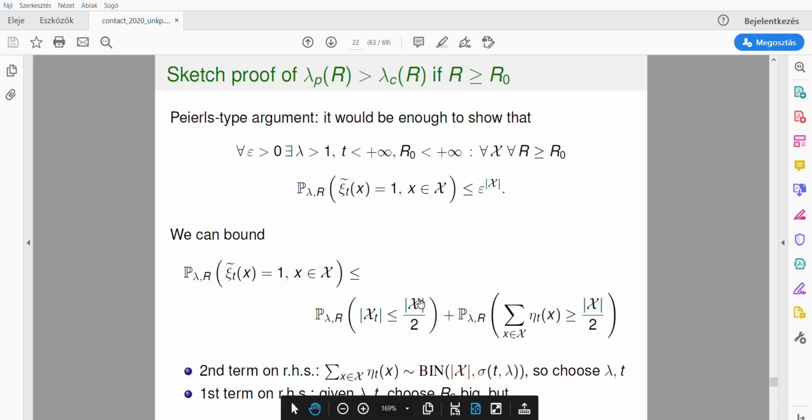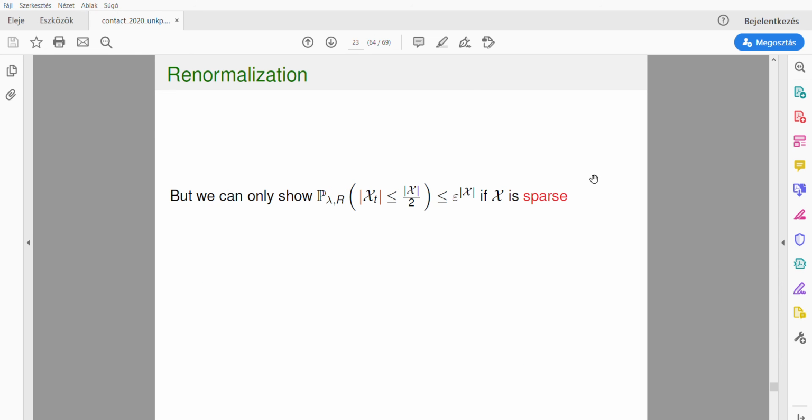I want to see few annihilations. So I want to upper bound the probability that more than half of the vertices got annihilated. Of course, given lambda and given t and given x, one can choose the range very big so that there are few annihilations, but I want a bound that works for any set x. That's hard. We can only show this upper bound, that the coupling is well behaved, if the set x is very sparse, so if it's spread out in space.